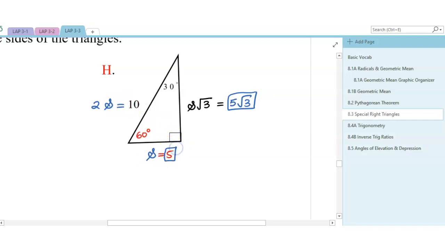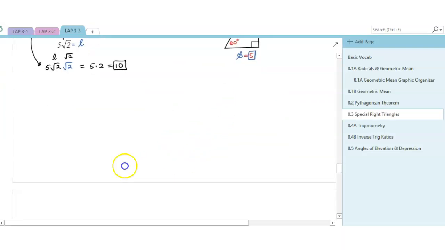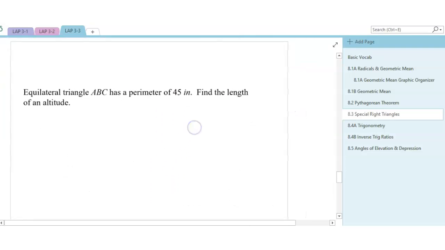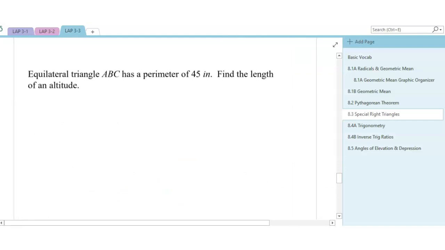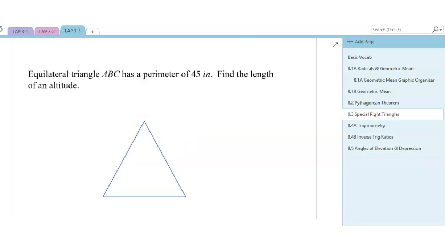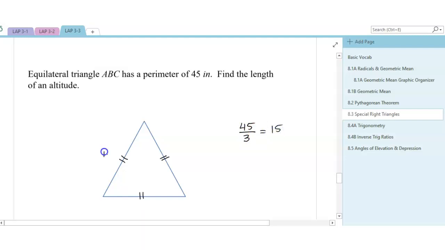Okay, here we go. Let's go ahead and move on. So over here we have an equilateral triangle. So let's go ahead and draw a triangle that looks like it's equilateral, which means all 3 sides are the same. So even if it doesn't look equilateral, we could always use our markings. And now it is an equilateral triangle. Well, if the perimeter of that triangle is 45 inches, then what we want to do is find the length of each side. So 45 divided by 3 is going to give me 15, which means each side is going to be 15 inches.